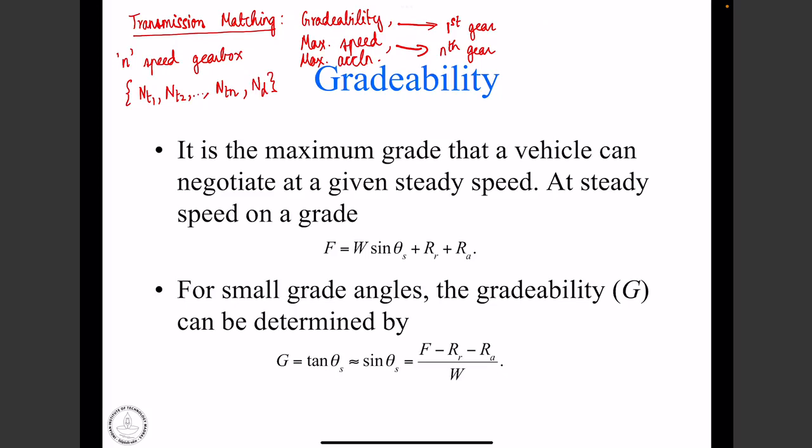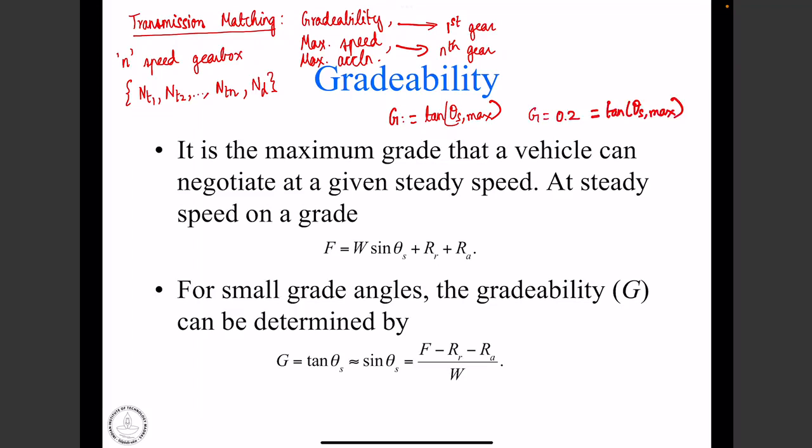As far as gradability is concerned, as we have discussed, gradability is defined as tan theta S max, where theta S max is the maximum angle that we need to climb. If someone says gradability is 20%, that means G equals 0.2, then we can equate tan theta S max to G, and then calculate theta S max as tan inverse of G.